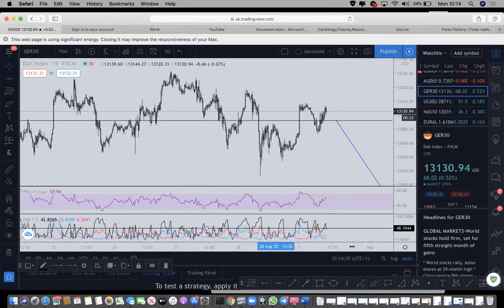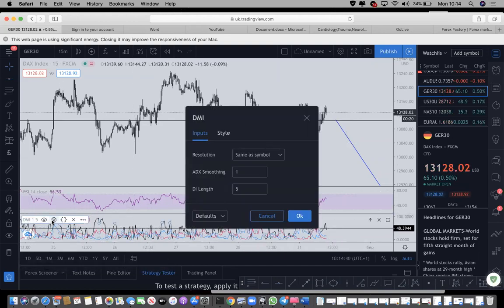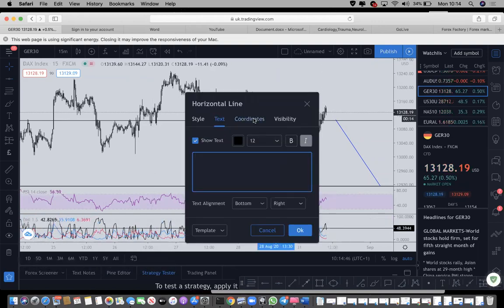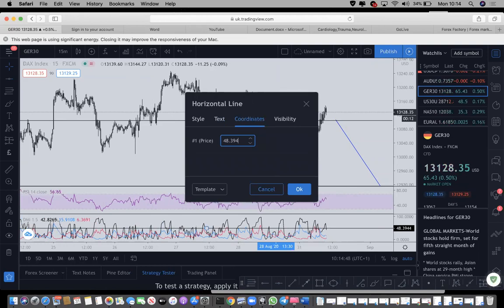And go to settings. No, for the line. Sorry. Coordinates, and just change that to 40.